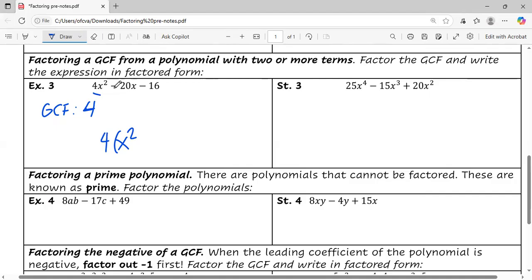20x, and keep the negative because you're pulling out a positive, so the signs don't change. So this is negative 5x. If you were to do 4 times 5x, you would get 20x. And of course, we keep the negative. We keep the next negative. And then you would think, okay, 4 times what to get the last term, which is 16? 4 times 4. So your GCF would just be the number 4, right? When you factor, you write that GCF on the outside, and you figure out what to multiply to get the original back. So this is called the factored form. So this right here is your factored form.